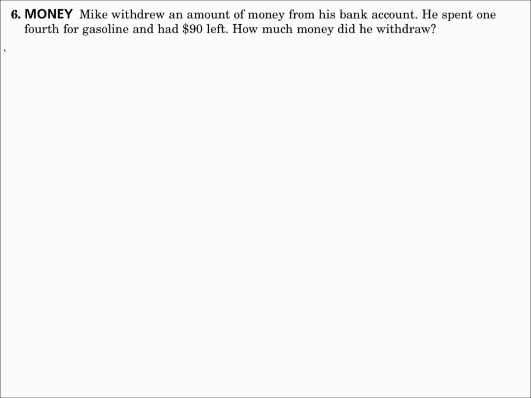Number 6. Mike withdrew an amount of money from his bank account. He spent 1/4 for gasoline and had $90 left. How much money did he withdraw? Let's start with the final number, which is 90.